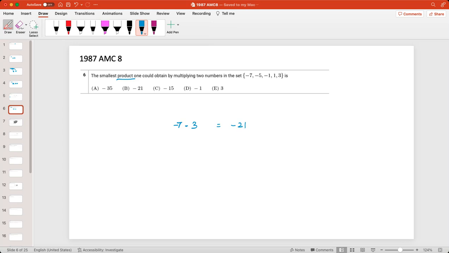So that's the least number you can obtain by multiplying two numbers in the list. If you're very confused, just multiply the numbers and check. So 5 into 3 can only become 15, right? And so on and so forth. Go to the next question.